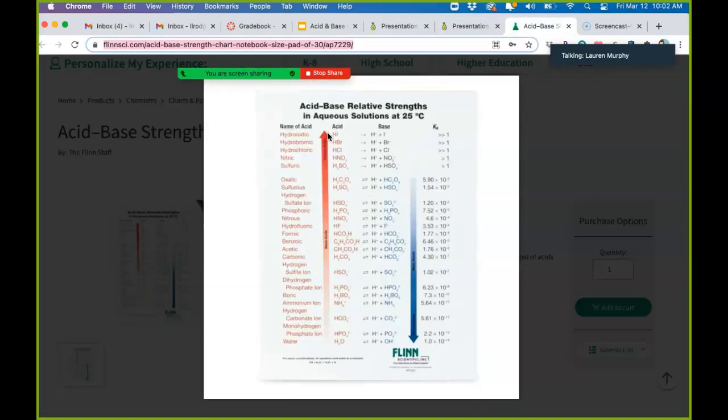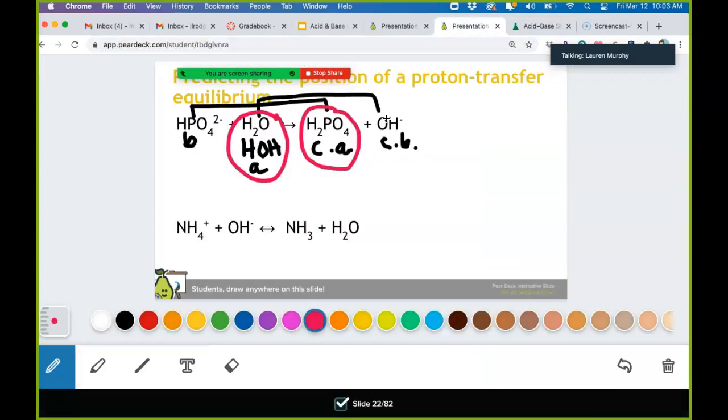These are our strong acids up here. This is as strong as it gets. So the closer you are to the top, the better of an acid you are. H2PO4 minus is right here, and water is down here. So H2PO4 minus is the stronger acid, so it will be the thing that loses the hydrogen ion. So you have to go, okay, what happens if it loses the hydrogen ion? Well, it turns into this guy.